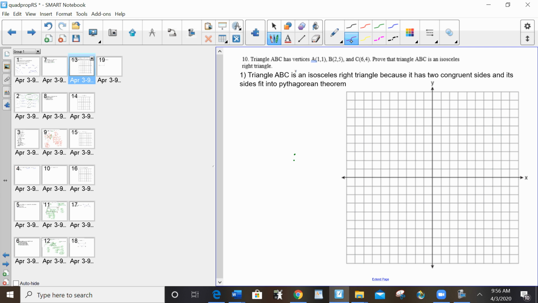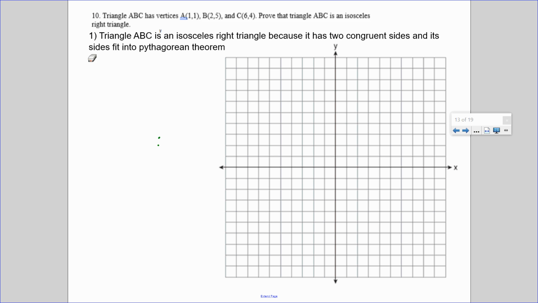How about I do this in purple? Let's see if it works. Yay, purple. A is 1, 1. B is 2, 5. C is 6, 4.